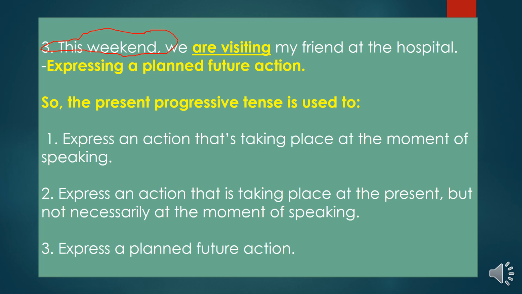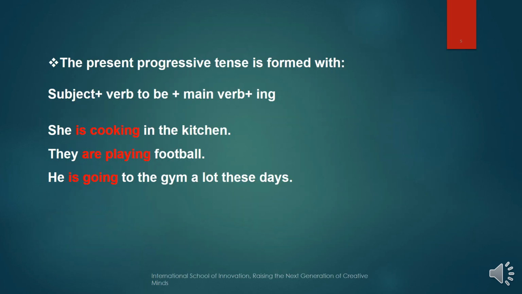So the present progressive tense is used to express an action that is taking place at the moment of speaking, now, or an action that is taking place at present but not necessarily at the moment of speaking, or a planned future action. How do you know that the action is planned? You know from the words this weekend, next month, next week, on Saturday, and so on. You will know that the action is already planned for.